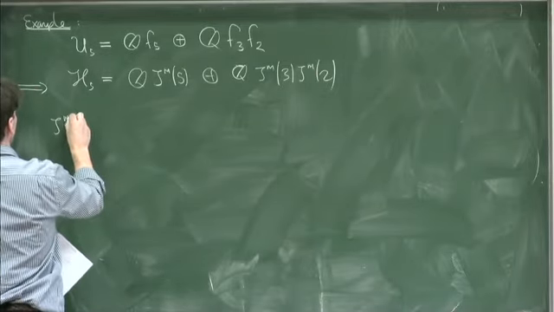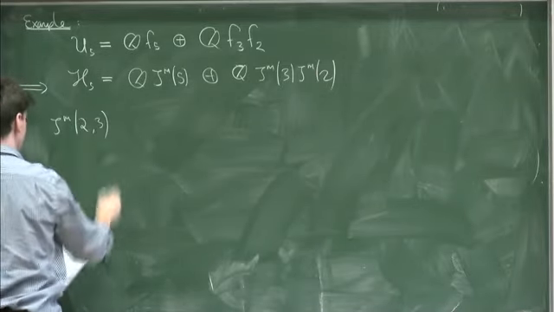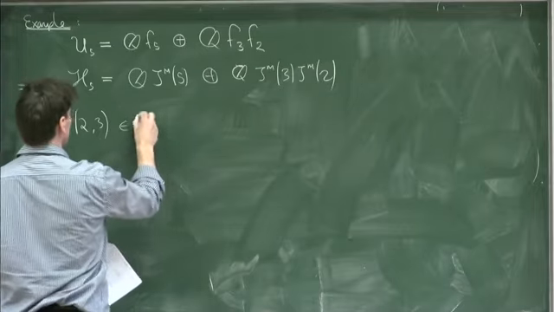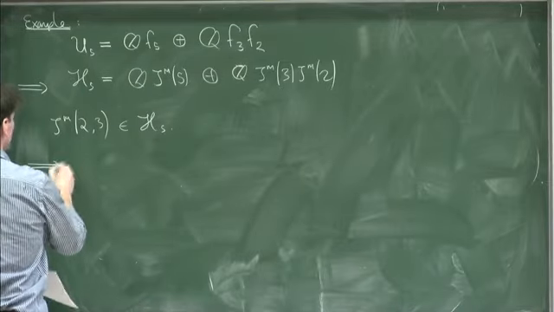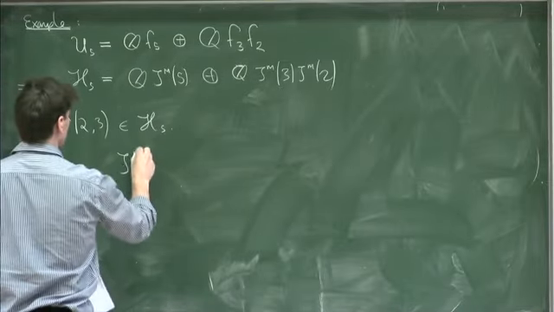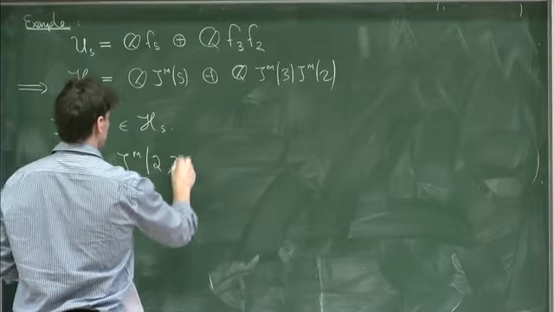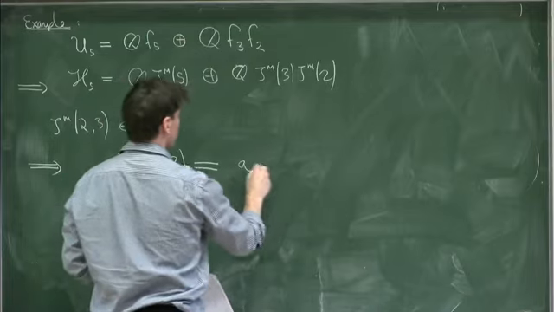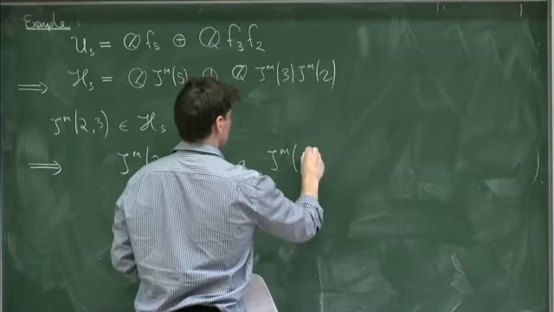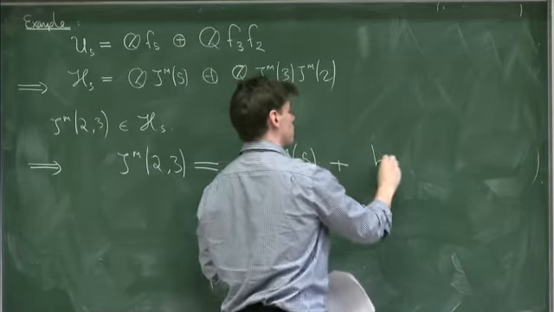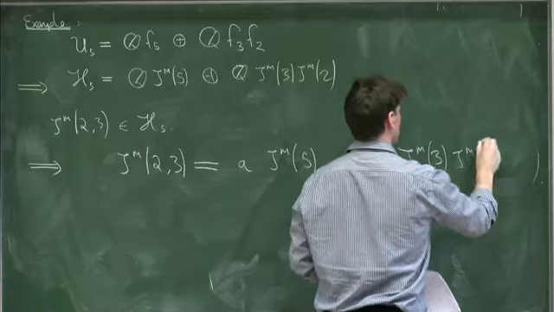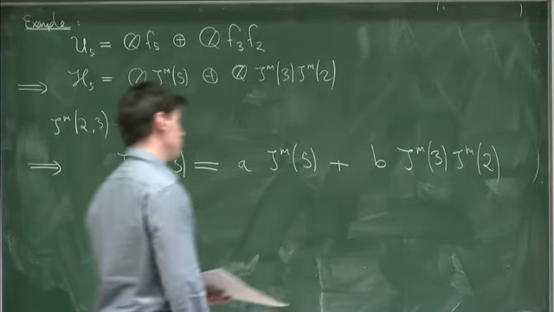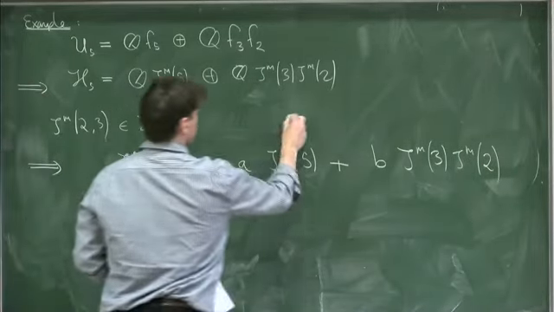But on the other hand, we also have zeta motivic 2, 3, which is another element in H5. So for abstract reasons, we know without doing any calculation that zeta motivic 2, 3 is some rational multiple of zeta motivic 5 plus some rational multiple of zeta motivic 3 times zeta motivic 2.